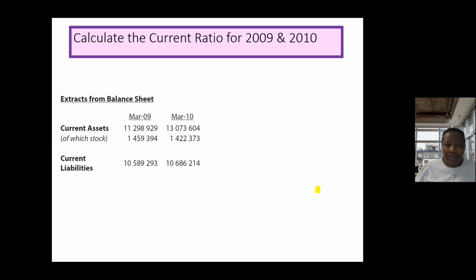Let's look at another example. Here we've been told to calculate the current ratio for 2009 and 2010. The extract of the balance sheet says that the current assets is 11,298,929 as at 2009, and as at 2010, it has increased to 13,073,604, of which stock, which is our inventory, is this amount.